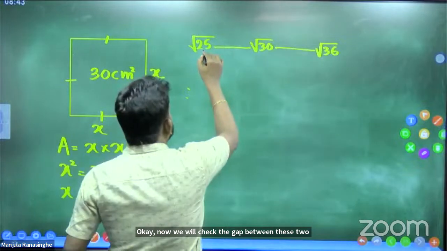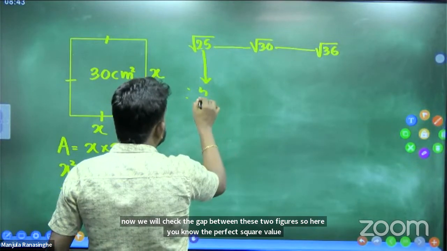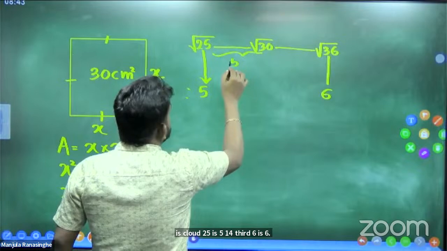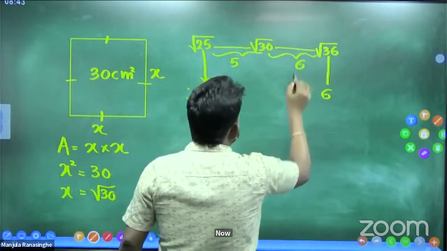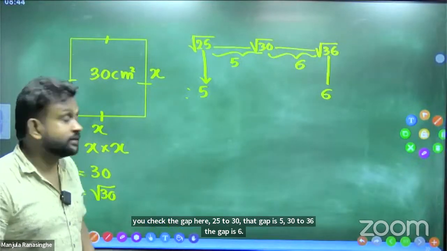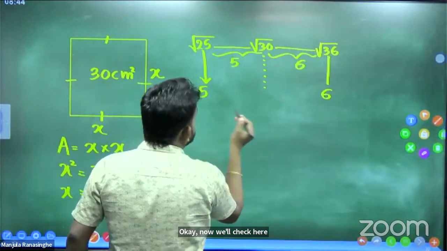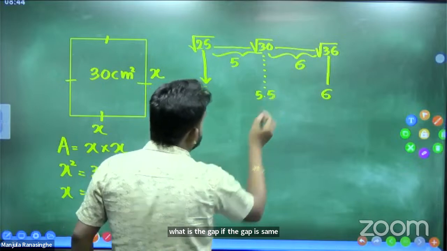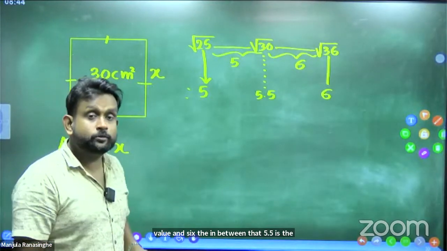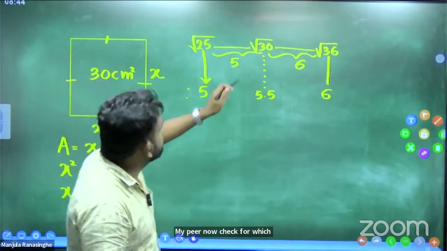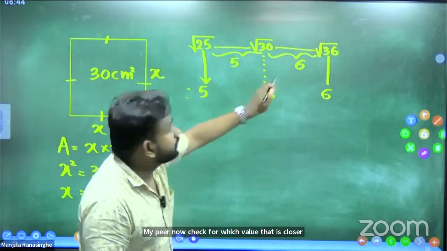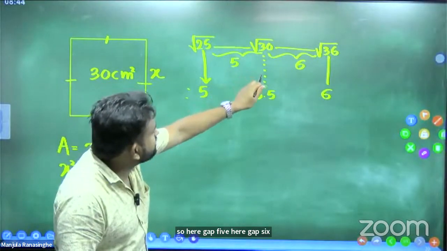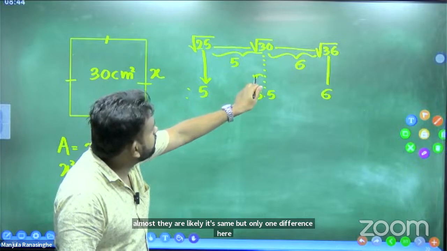Now you check the gap between these two figures. Here you know the perfect square values. Square root of 25 is 5, and square root of 36 is 6. Now you check the gap: 25 to 30, that gap is 5. 30 to 36, the gap is 6. If the gap is the same, then in between, 5.5 is the answer. But here, check which value is closer. Here gap 5, here gap 6, almost the same, with only one difference, so it is a bit nearer to 5 but not much.